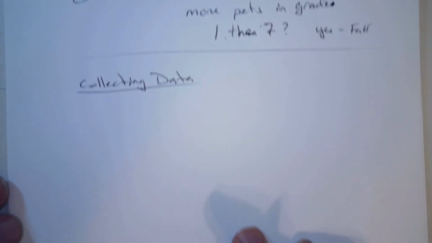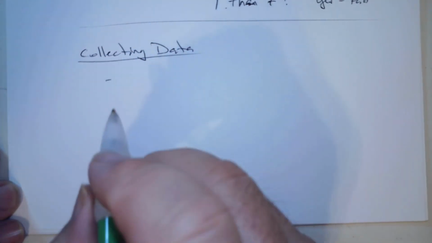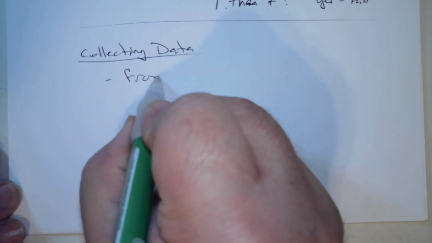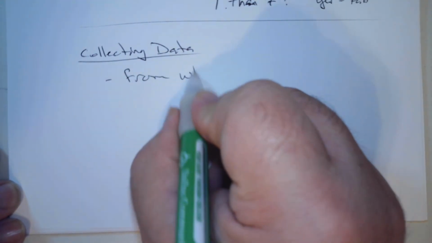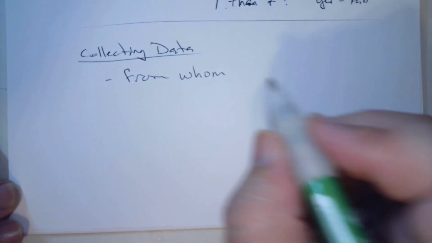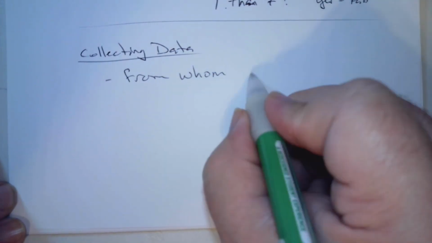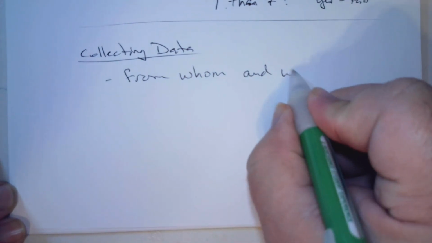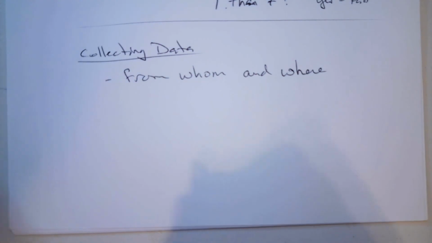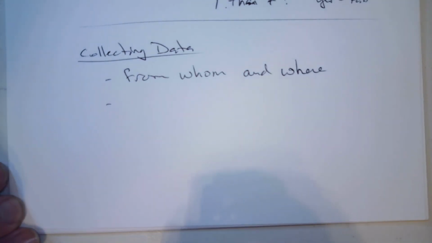Collecting data. When you collect data, you have to be conscious about from whom and where you collect the data. You want to make sure it's a well-rounded, broad spectrum of individuals and locations.